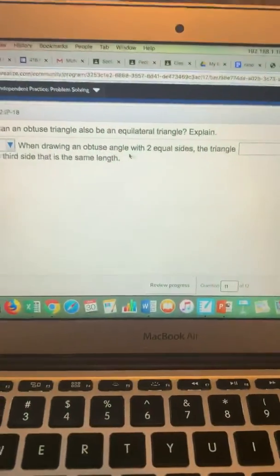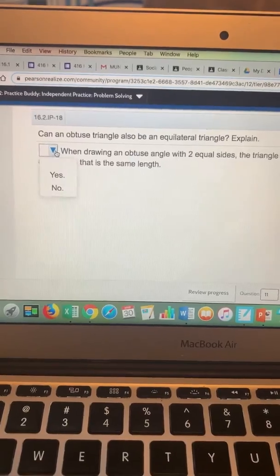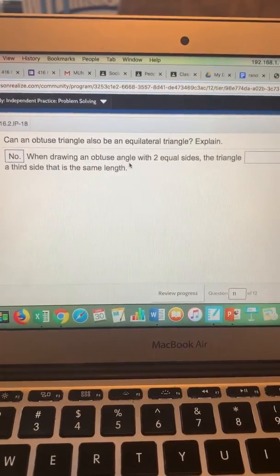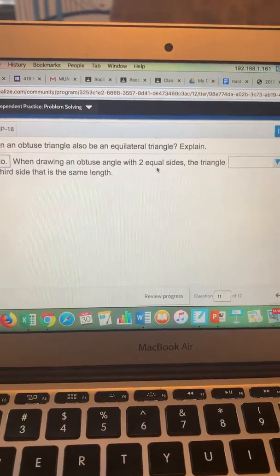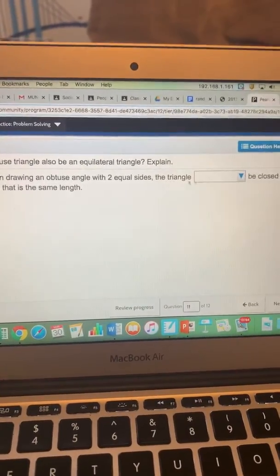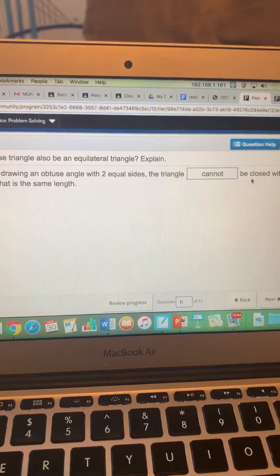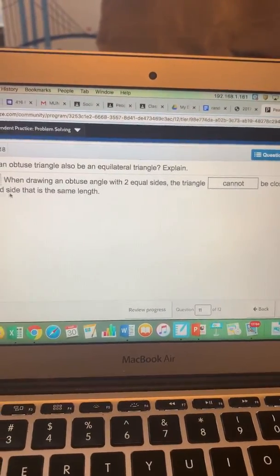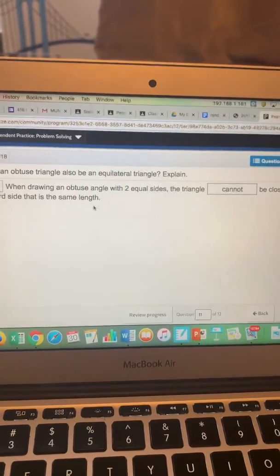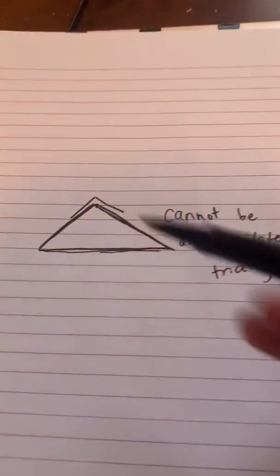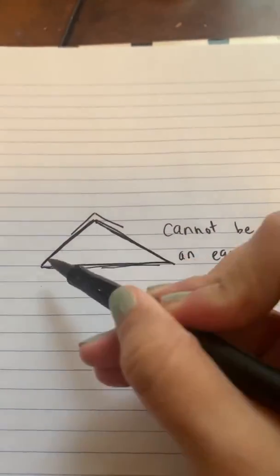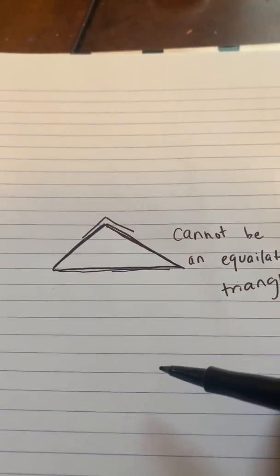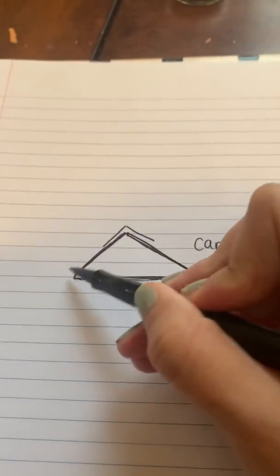So let's take a look at how to answer this. First, I would say no, it cannot be. When drawing an obtuse angle with 2 equal sides, the triangle cannot be closed with a third side that is the same length. It's just not going to be possible. These two sides might be the same, but this last side that's closing it off is not going to be the same length as this side and this side.